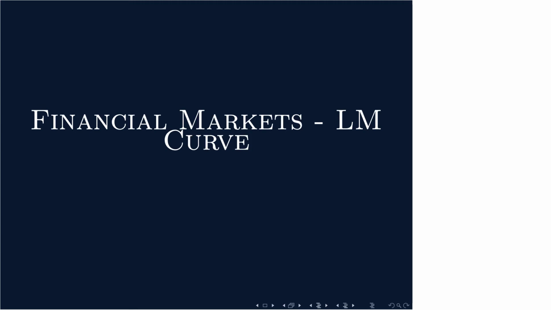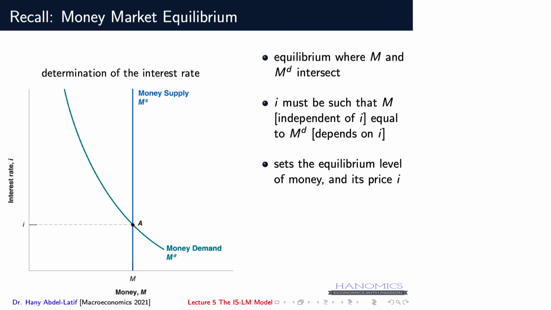IS represents equilibrium in the goods market, and LM represents the equilibrium in financial markets. Equilibrium in the money market is the interaction between demand for money and money supply. So we took money supply as exogenous, or as given. That's why you see the money supply curve here as a vertical line and a downward sloping curve for the demand for money. There are two factors, nominal income and interest rate. These affect demand for money.